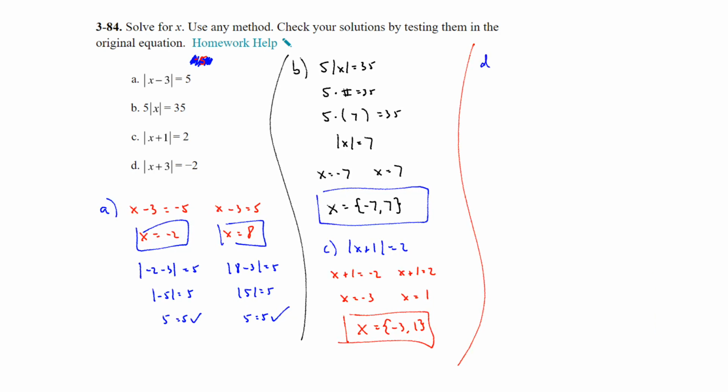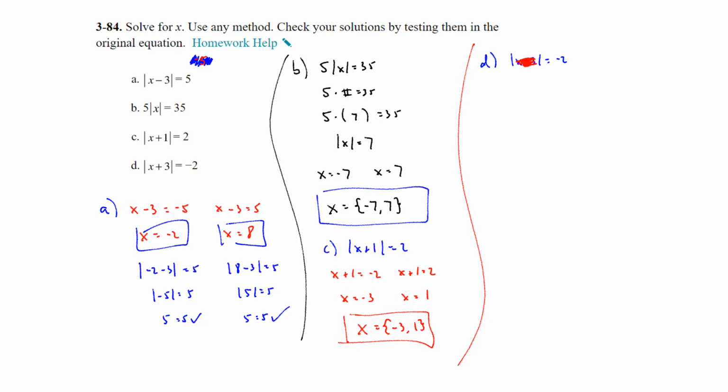And on to D. So the absolute value of x plus 3 is equal to negative 2. Now we could go ahead and set up our two scenarios, but once again, if we're thinking about this instead of just going through and doing the math, what number can I plug in here so that when I take the absolute value, I get a negative 2?